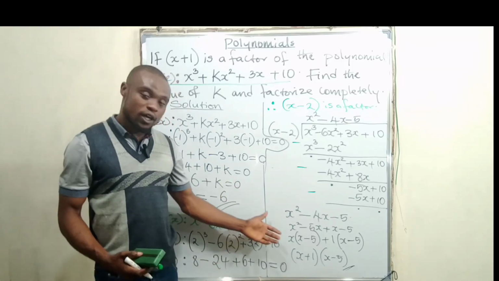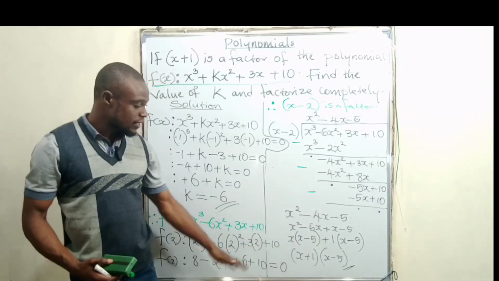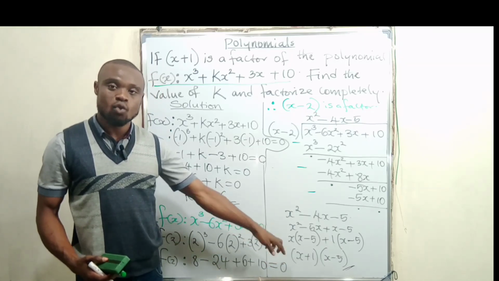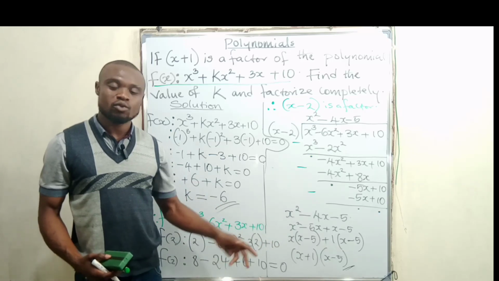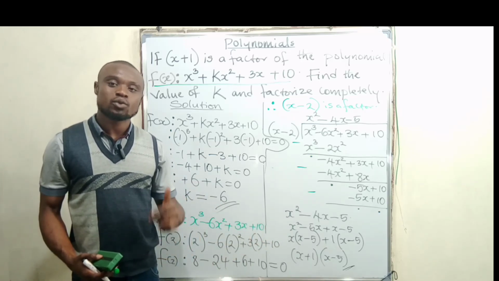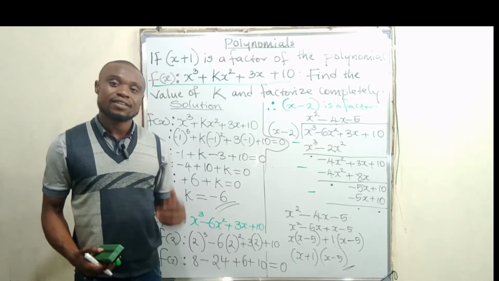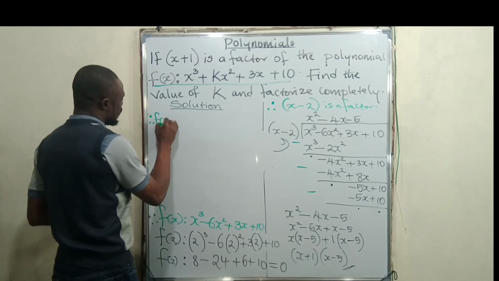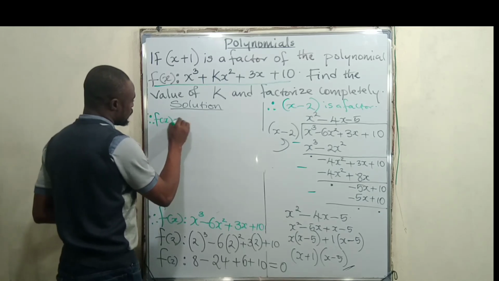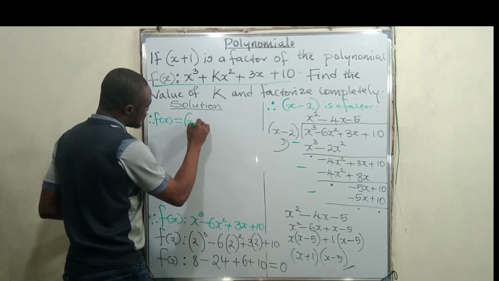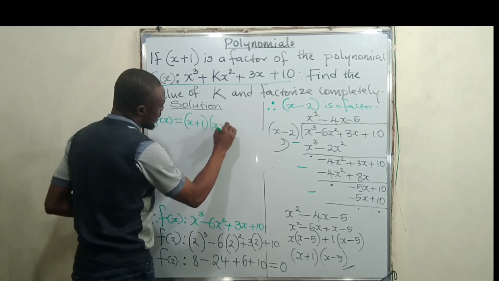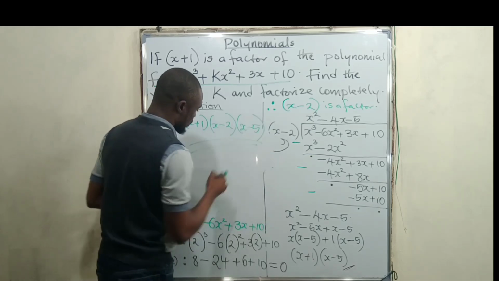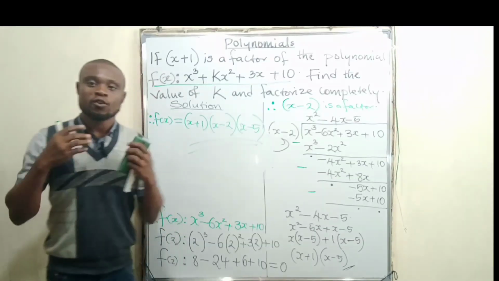So finally, we have successfully shown that the polynomial expression has the first factor, which is x plus 1, the second factor, which was x minus 2, and the third factor, which is x minus 5. So therefore, f of x is equal to x plus 1, x minus 2, and finally x minus 5. This is it. So thank you guys for watching.